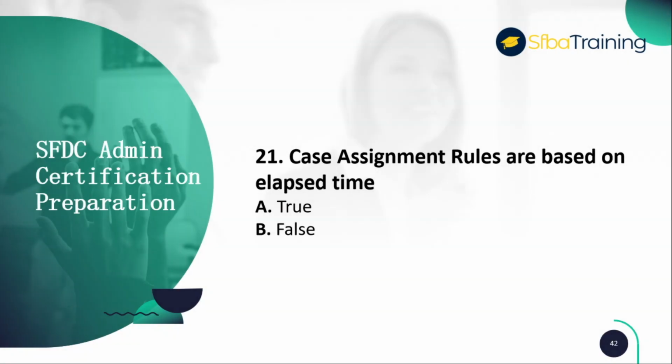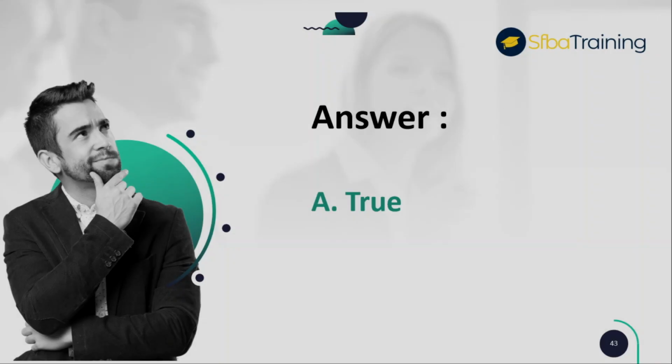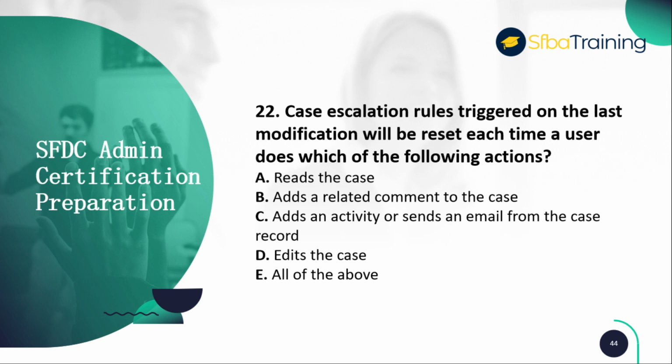Number 21. Case assignment rules are based on elapsed time. A. True. B. False. The answer is A. True. Number 22. Case escalation rules triggered on the last modification will be reset each time a user does which of the following actions? A. Reads the case. B. Adds a related comment to the case. C. Adds an activity or sends an email from the case record. D. Edits the case. E. All of the above. The answer is D.